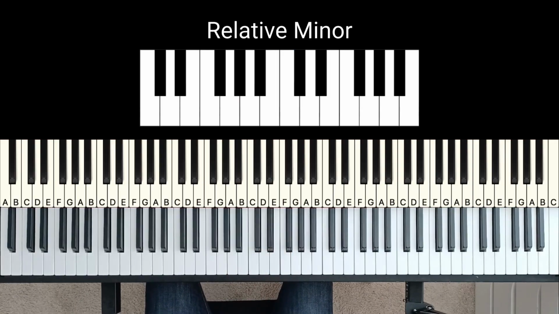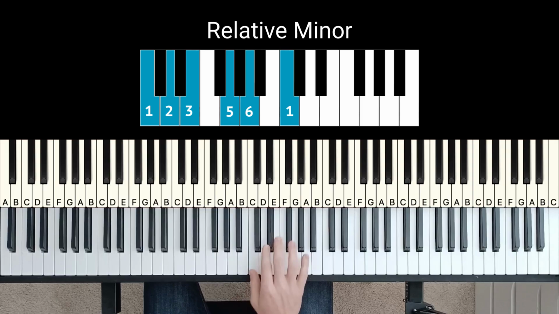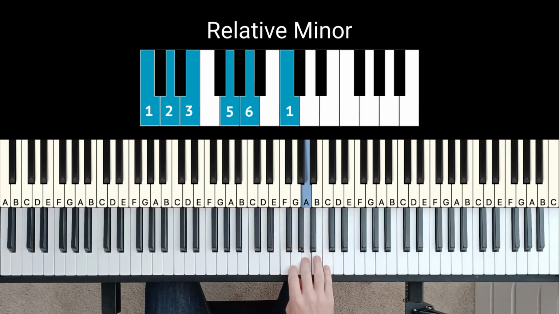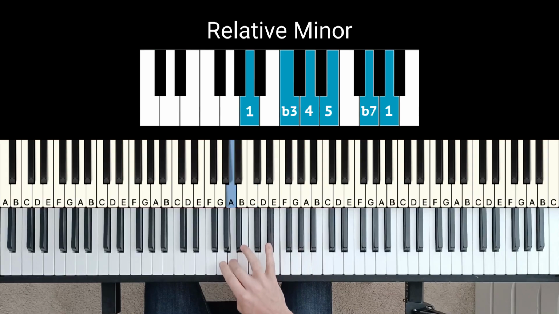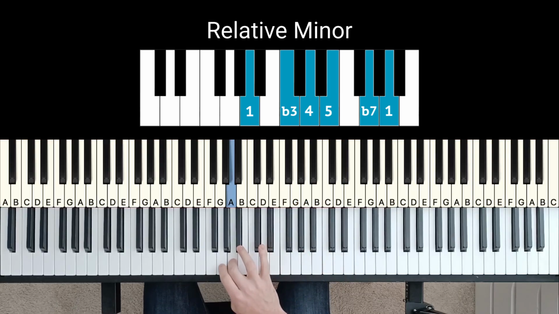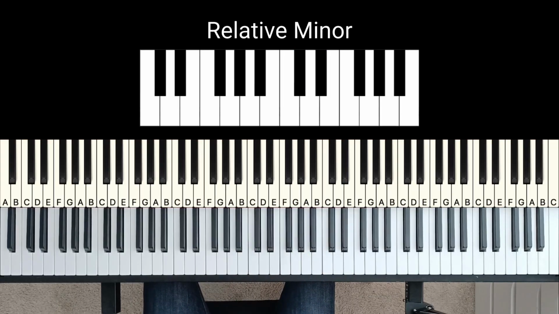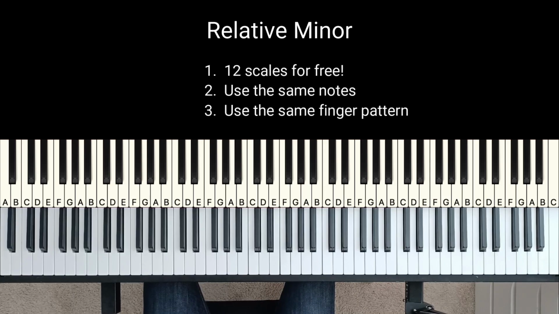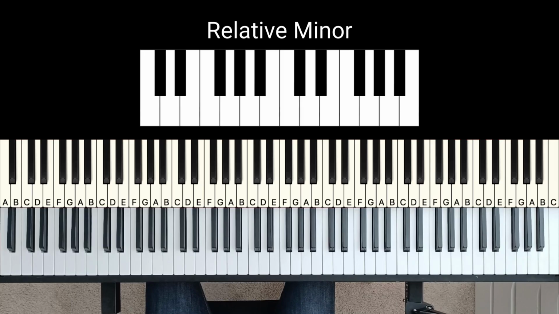And it works the same with the pentatonic scale. So the C major pentatonic scale shares the same notes as its relative A minor pentatonic scale. And the reason I like to think of minor pentatonic scales as relative minors instead of parallel minors is because it's like you're getting 12 scales for free because you're using the exact same notes and the exact same finger pattern. And the easiest way to find the relative minor is to count back 3 half steps.